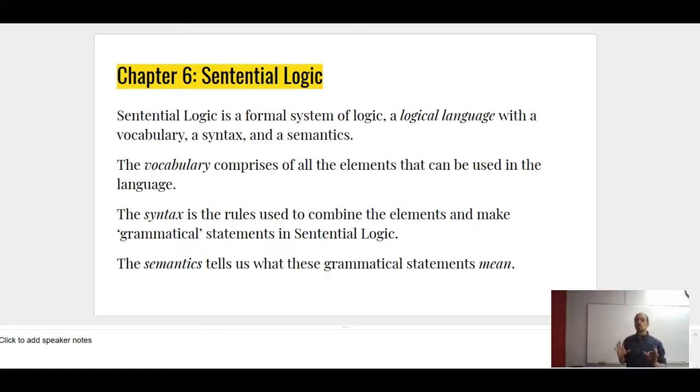Now, sentential logic is a formal system of logic, a language with a vocabulary, syntax, a semantics. The vocabulary will comprise all the elements that can be used in the language, and only those elements can be used. The syntax, what is the syntax? It's the rules used to combine these elements of the vocabulary to make grammatical statements in sentential logic. So the syntax tells you how to put those vocabulary elements together to make sentences that are well formed, that are grammatical, that make sense. And finally, the semantics will tell us what these grammatical statements actually mean.